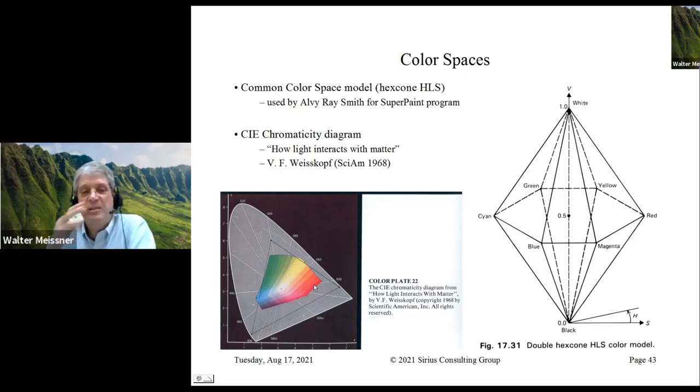Of course, later on, digital photography comes along and people are not happy with the limited color range. And then they added Adobe color spaces and other color spaces. But you'll have to watch Griff's talk to see the rest of that.